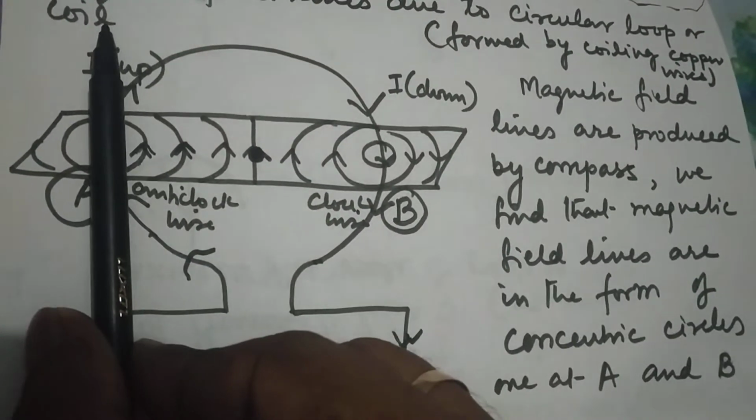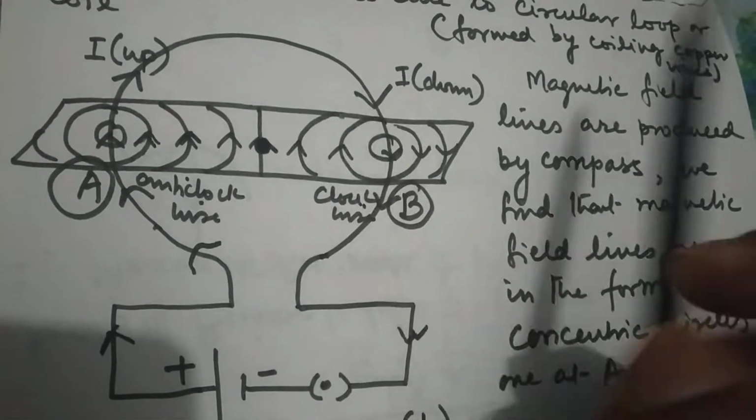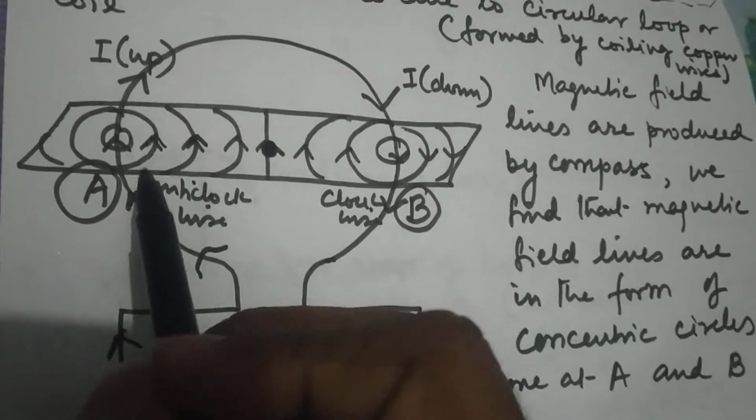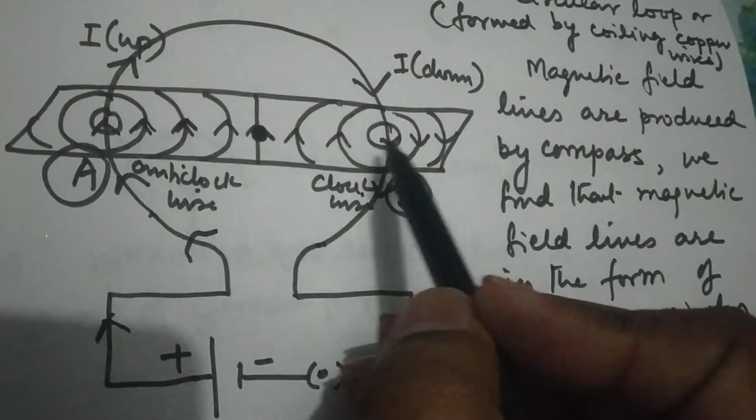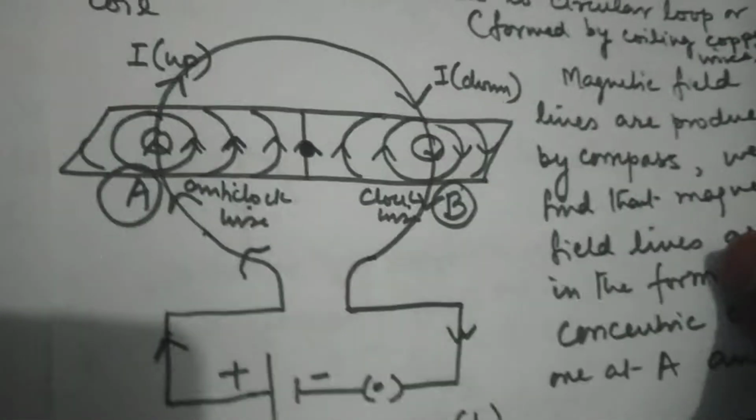I'm telling once again that the current is moving up, so it is anti-clockwise. The current is moving down, so the field lines will be clockwise, but whatever the direction they are in the circular loop should be same. So let's move to the factors now.